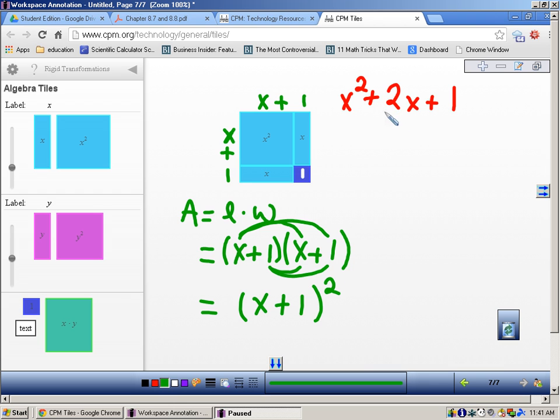Now, our area model represents several things here. It shows us the length and width of this perfect square. And when you know the length and width of a perfect square, you are in fact factoring the quadratic that represents the area of this square. So what I've just shown now is that x squared plus 2x plus 1 is going to equal the length and width of that perfect square.